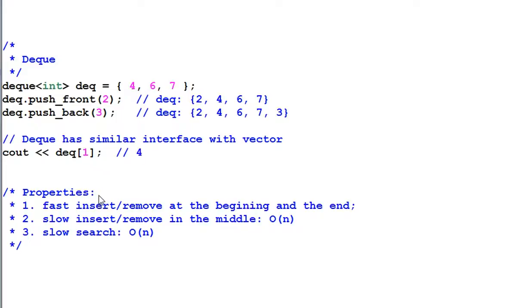Properties of deque. Fast insert and remove at the beginning and at the end. Insert and remove in the middle is still slow. And search in a deque takes linear time, which is also slow.